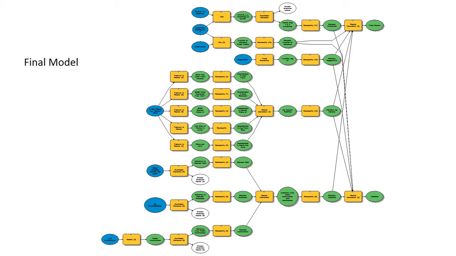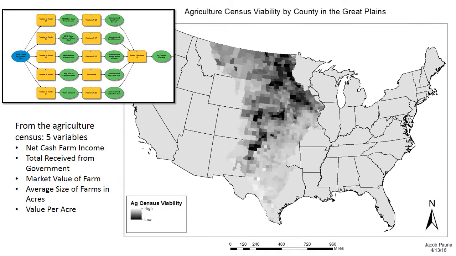This is the model that I used for this project. By examining each of the model's components, it'll be way easier to understand how the variables were utilized. The first variable that I used was the agricultural census. From the agricultural census, I chose 5 variables that I felt indicated how viable a land was by county. And these were net cash farm income, total received from government, market value of farm, average size of farm in acres, and value per acre.